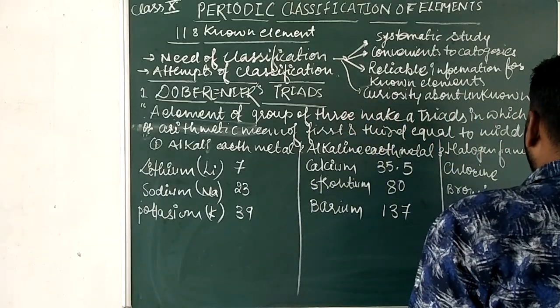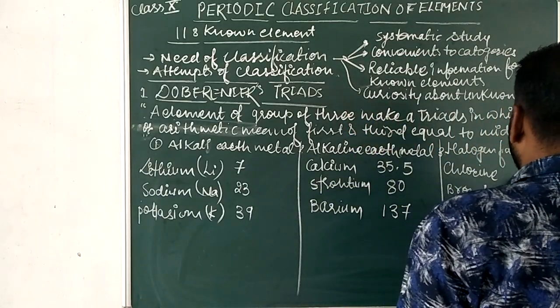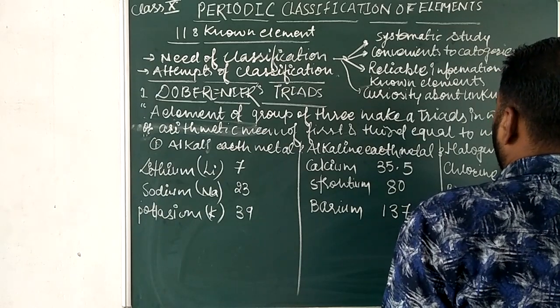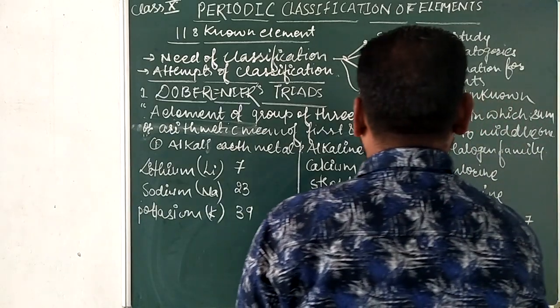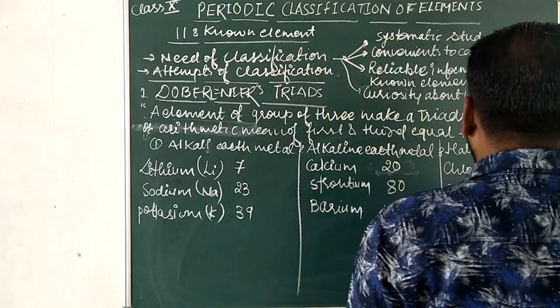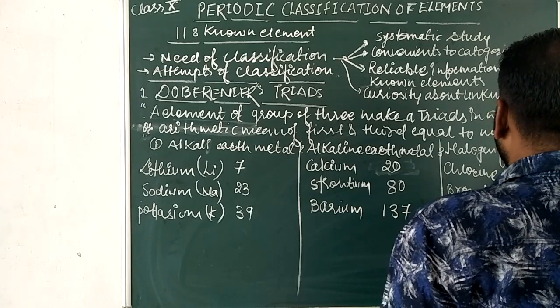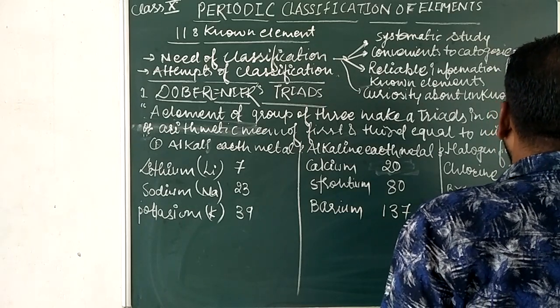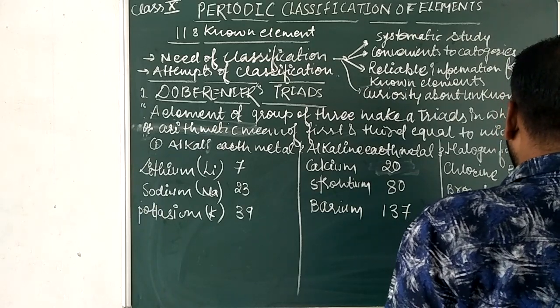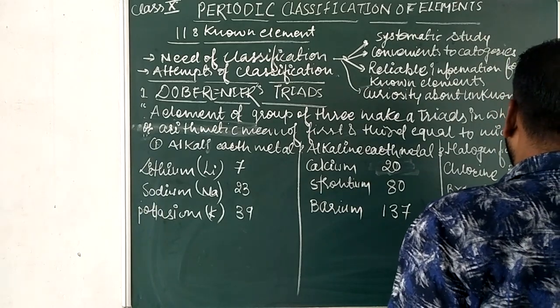This is 27. This is chlorine is sorry, calcium 20, 20, and this one is chlorine having 35.5. Okay, and this one we can calculate, no problem, maybe 88. Okay.